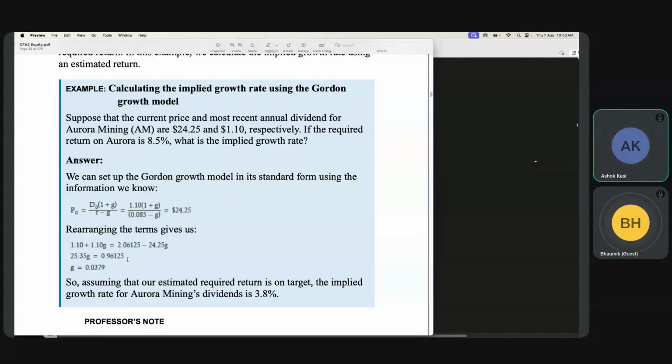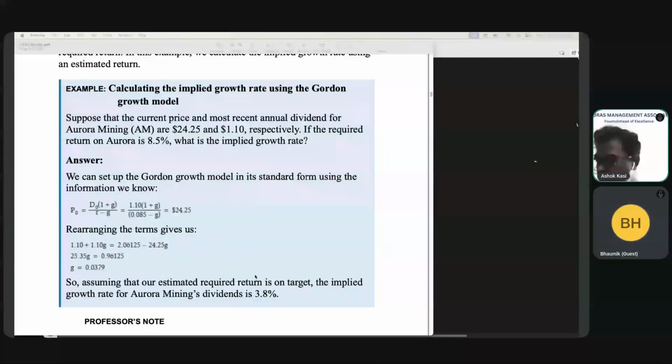So what did you say? The answer is not matching. Yeah, I got this 25.35 G is equals to 0.961. Then I divided and I also multiplied it, but I'm not getting that 3.8 percentage.